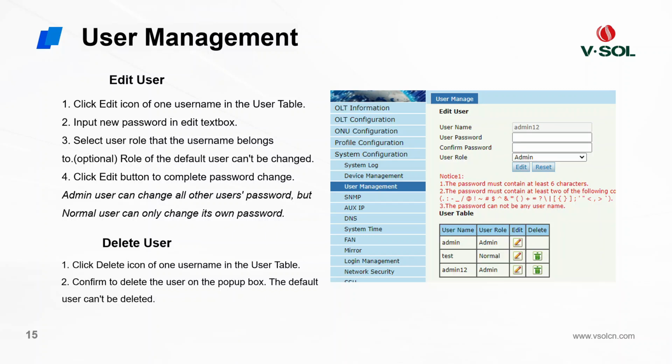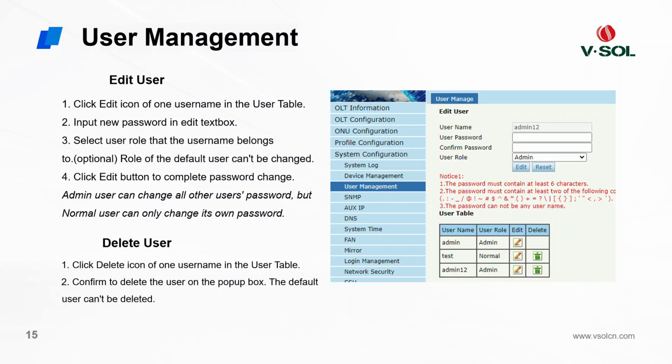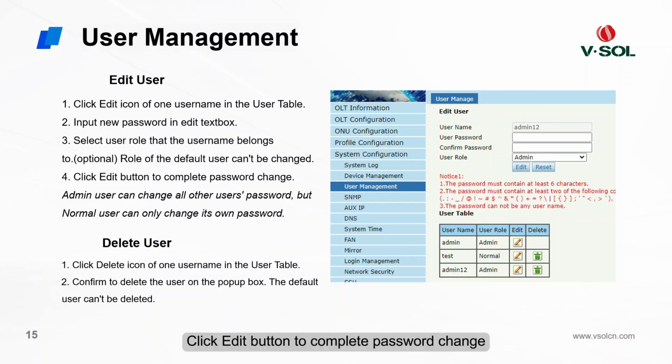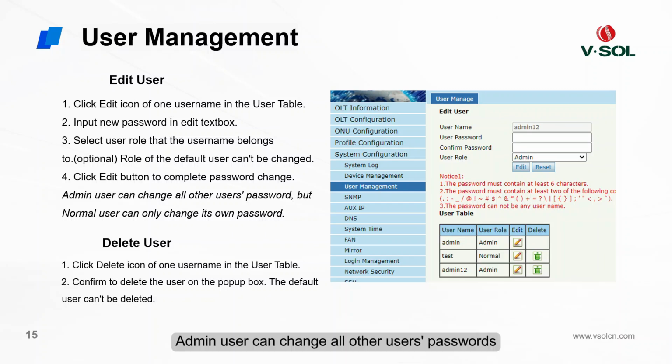If you want to change the login password or user role, you can edit the existing users. Click the Edit icon of one username in the user table. Input the new password in the Edit text box. Select the user role that the username belongs to. This is optional. The role of the default user can't be changed. Click the Edit button to complete the password change. An admin user can change all other users' passwords, but a normal user can only change its own password.